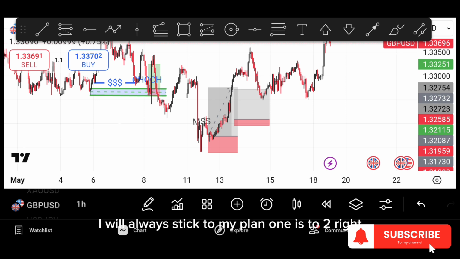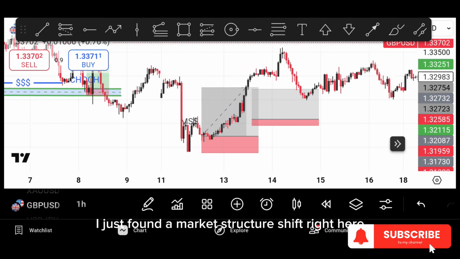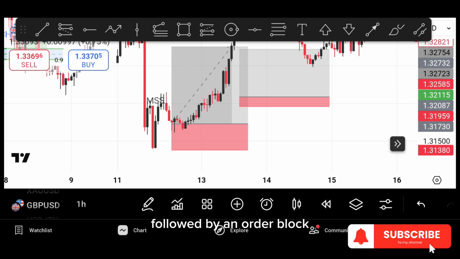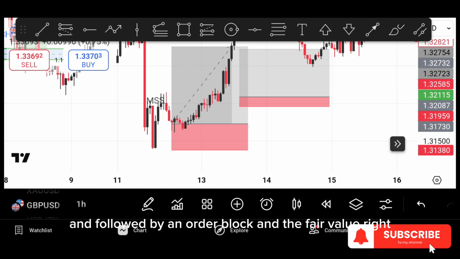And remember, I'll always stick to my plan of one to two, right? What was this setup? It was just like the other one. What did I see? I just found a market structure shift right here, followed by an order block and a fair value gap, right?